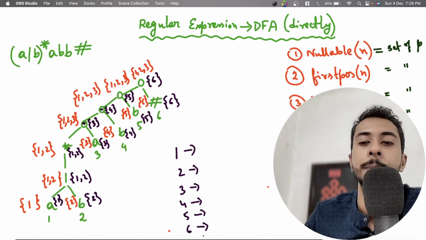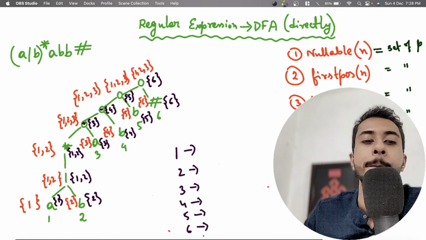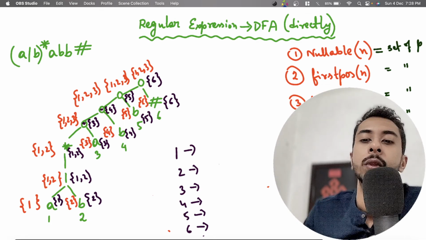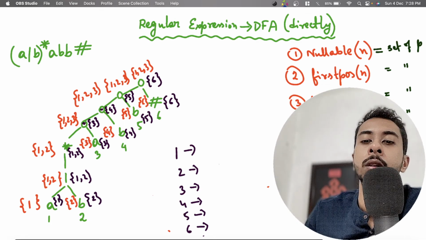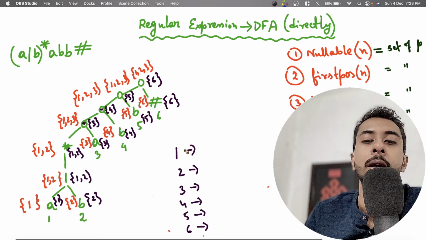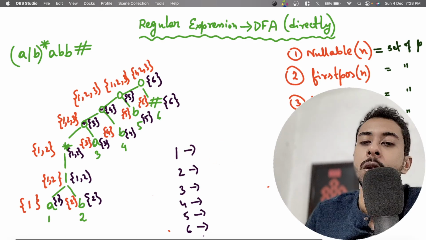Or the entire tree. So you see, I have this (A or B) star A, B, B hash. Now you see, what is the position of this? This is 1, 2, this is 3, this is 4, this is 5, this is 6. Just for simplicity, I'm writing it. Now you see, what can follow 1?